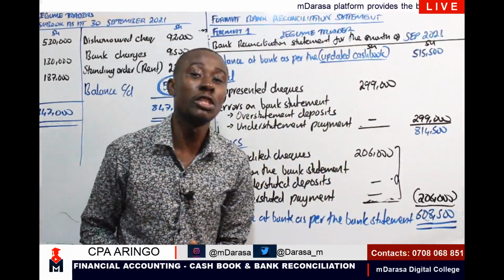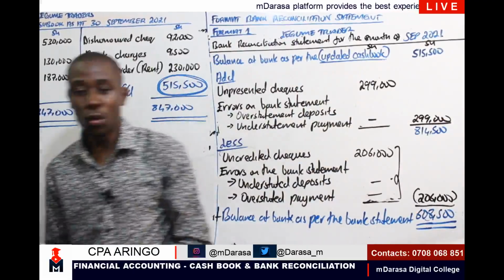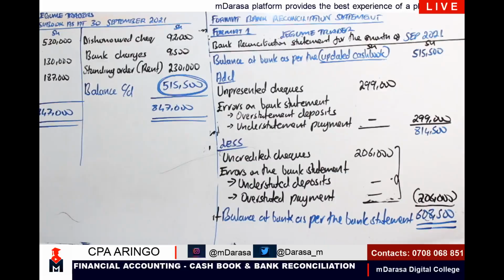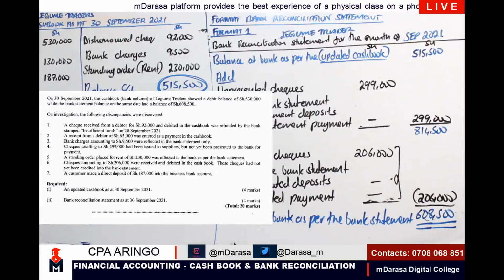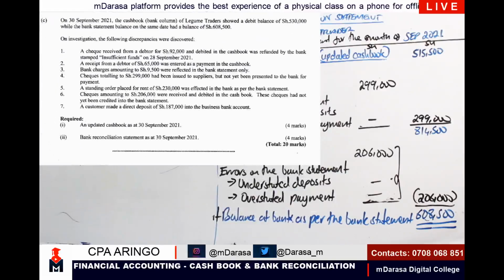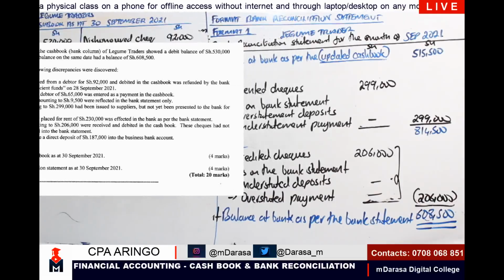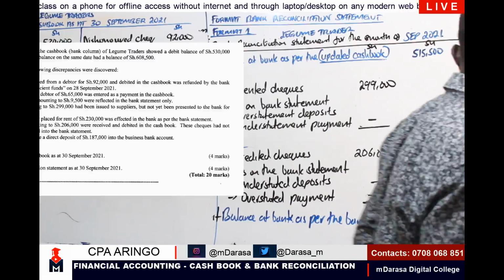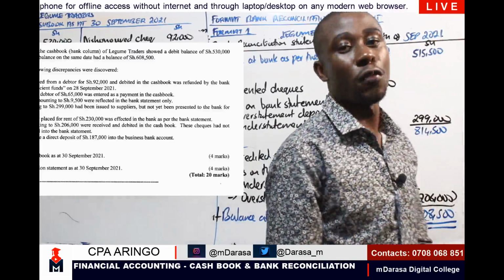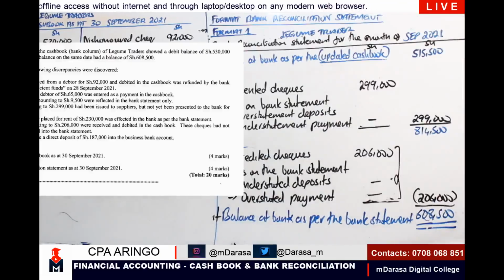And how much were we given? If you can check your question, the first case, this is our question. Look at the first statement where we are told that on 30th September 2021, the cash book bank column of Legume showed a debit balance of 530, while the bank statement balance on the same date had a balance of 608,500. And that is exactly the figure, my good students, that you are getting here, 608,500.